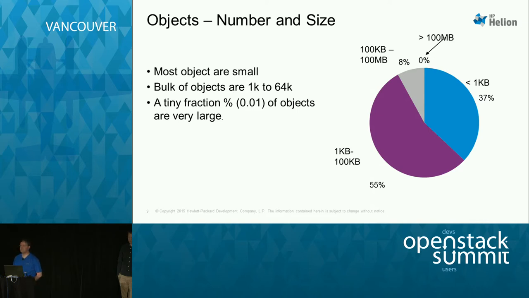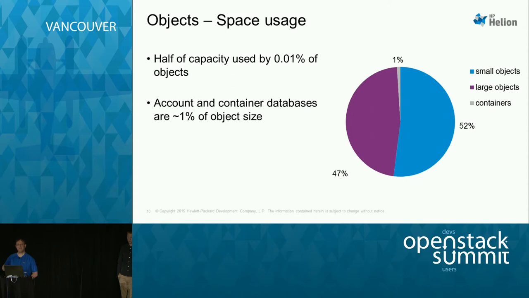Most objects are small. The bulk of the objects are going to be in the range of 1 to 64K. That's this whole band here. A very small percentage are medium-sized, bigger than 100K, but it doesn't even show up on this slide. 0.01% of objects are what most people would consider very large. However, you get a very different picture if you look at it from a space usage point of view. Half of your objects are those small objects I talked about, but that 0.1% of your objects occupy nearly half your space, okay?